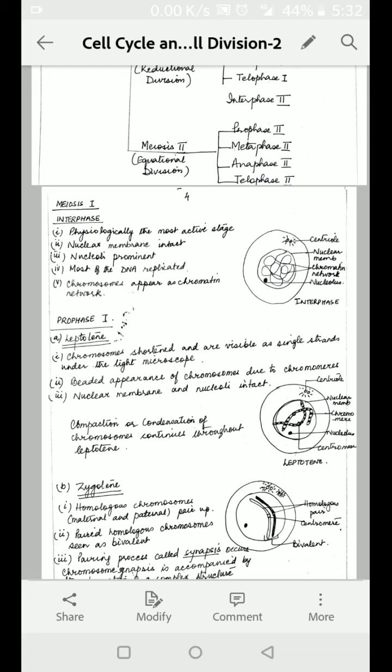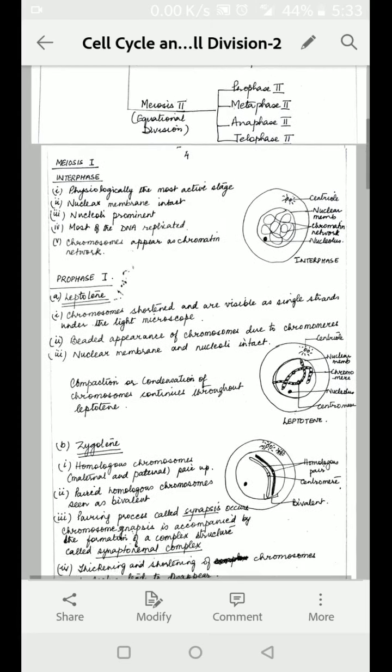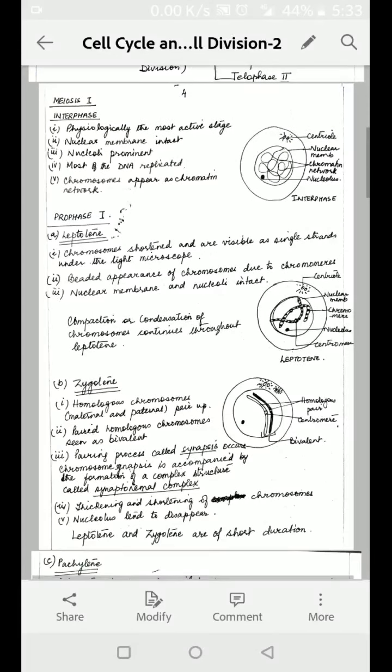The first is called leptotene, and in leptotene the chromosomes are shortened and they are visible as single strands. Second point, there is beaded appearance of chromosomes because of the presence of chromomeres. The nuclear membrane and nucleoli are intact. Then the cell enters into the second stage of prophase, which is called zygotene.